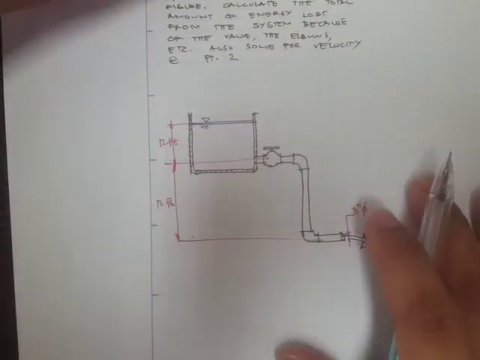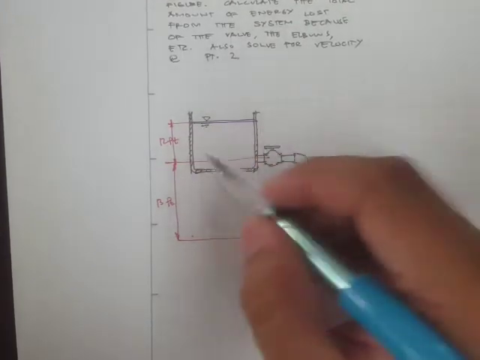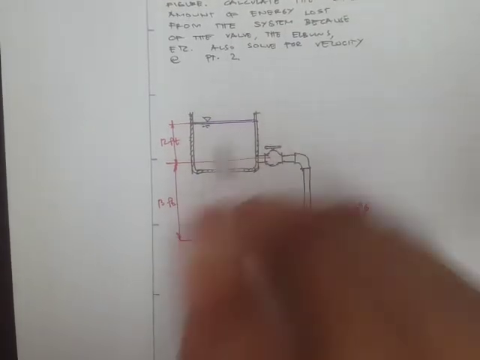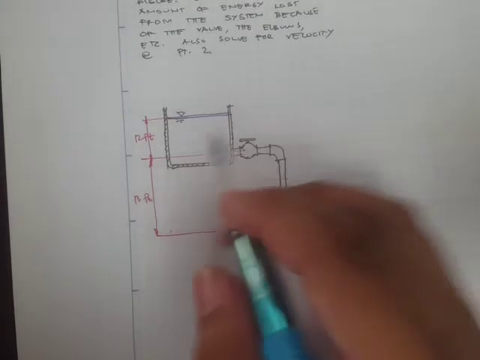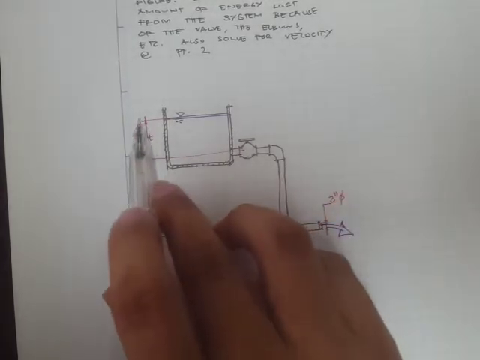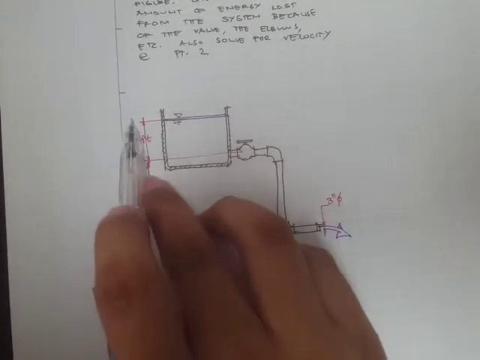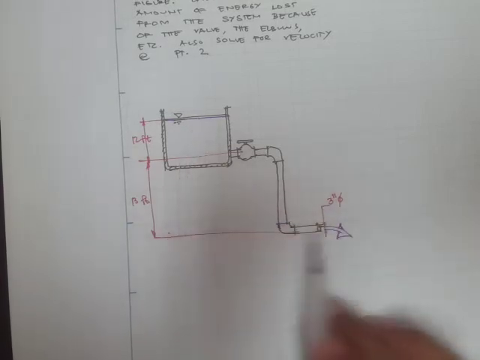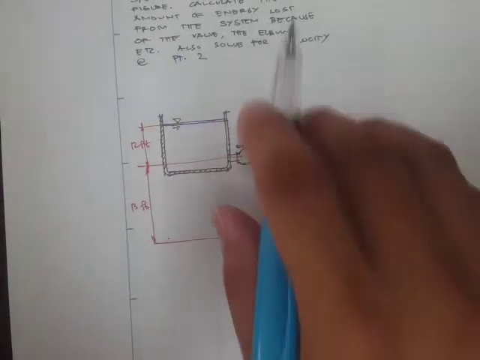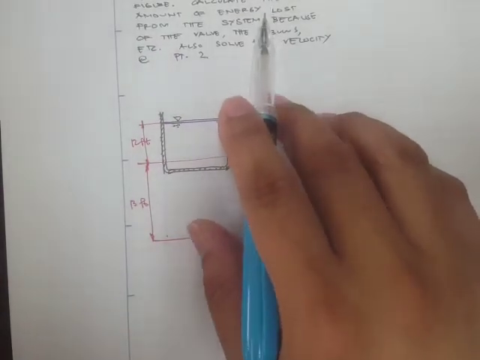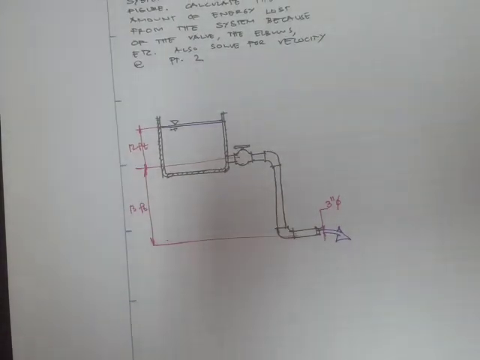Now this is our system. So we have a large reservoir here, and it is elevated. Let's say this is our point 1, and then this is our point 2. Because it says here that we have to solve for the energy loss, that's the H sub L.